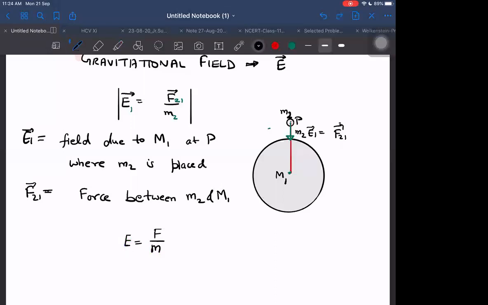So finally this formula will simply turn out to be G into M1 M2 by R square into M2. R is the distance. Then it simply comes out to be G capital M1 upon R12 square. R12 we can simply call just R, because there are just two masses involved, so I don't have to write 1, 2. Just R is enough.